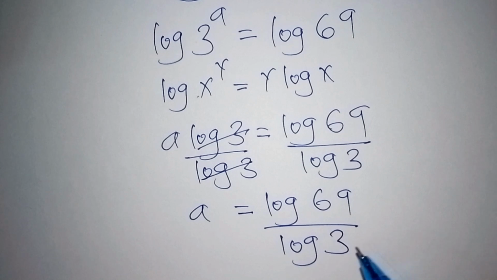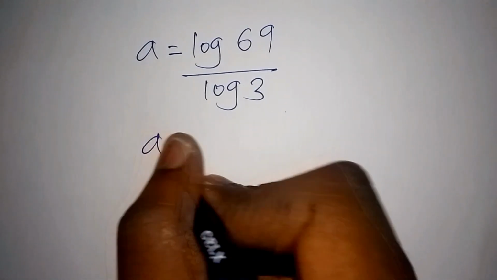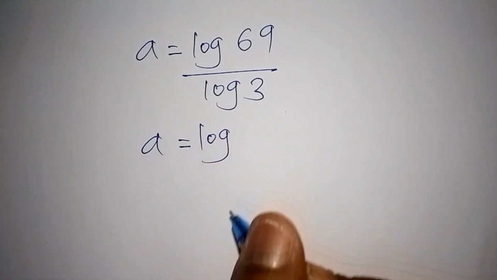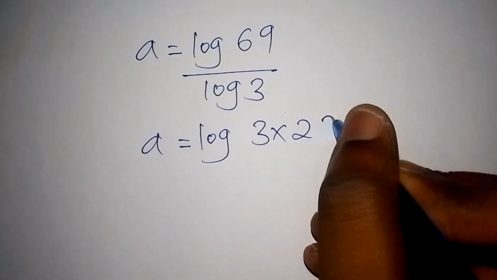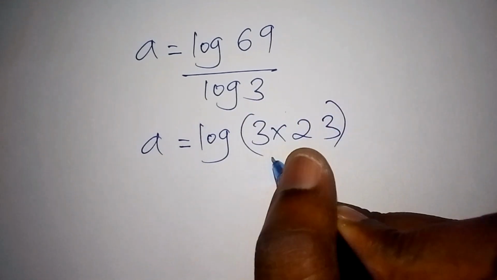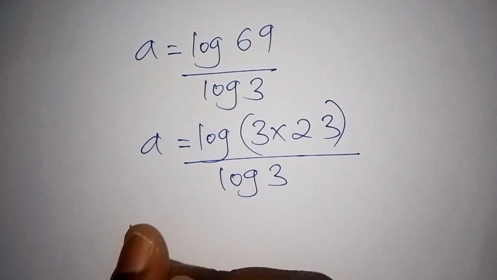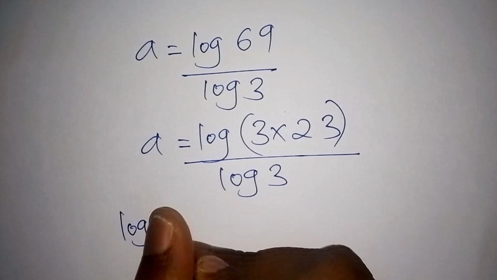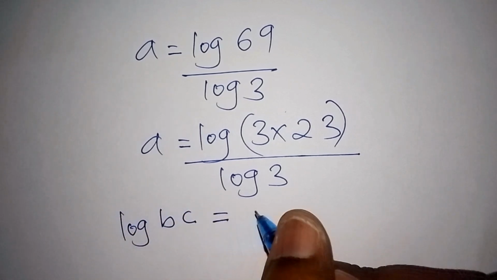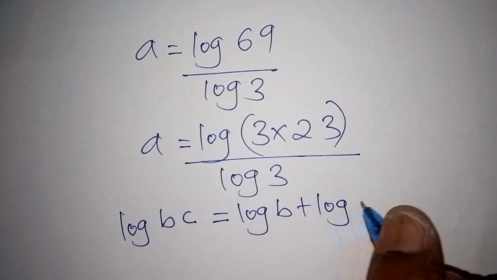Don't stop there. From here now we shall factorize this maths problem by now having, so now our a shall now be equals to the log of 69 can also be written as the log of 3 multiplied by 23. Then close the bracket all over the log of 3. So assume we have the log of b, or the log of bc. So this one we can write it by having the log of b plus the log of c.